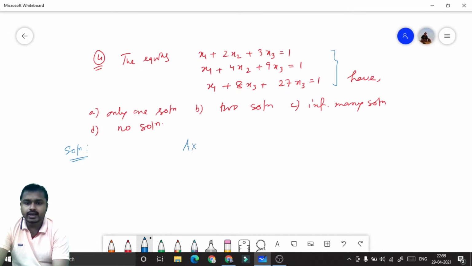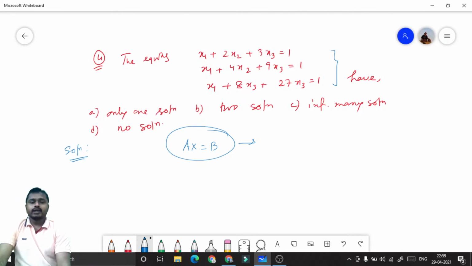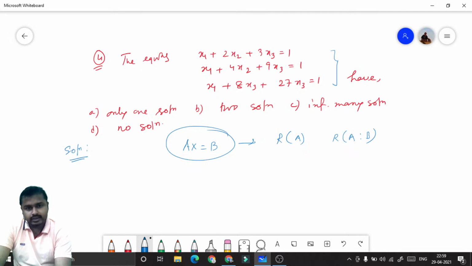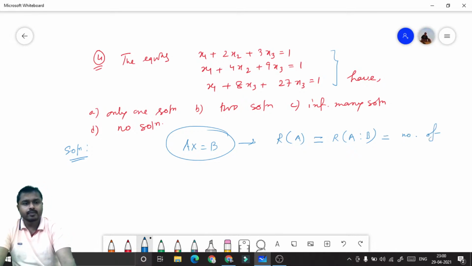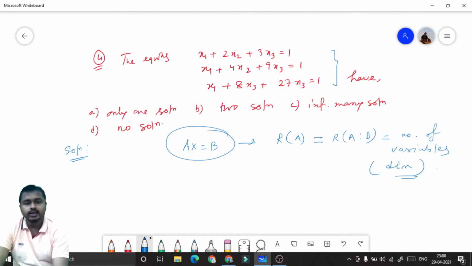So whenever a system of equations Ax equals b is given to you, and they are asking you to check whether there is only one solution, that means a unique solution, more than one solution, the case of infinitely many solutions, or the case of no solution, you have to check the rank of A and the rank of A augmented B. If the ranks are equal and equal to the number of variables, or the dimension of that particular space, in that case you will conclude that the system will have a unique solution.